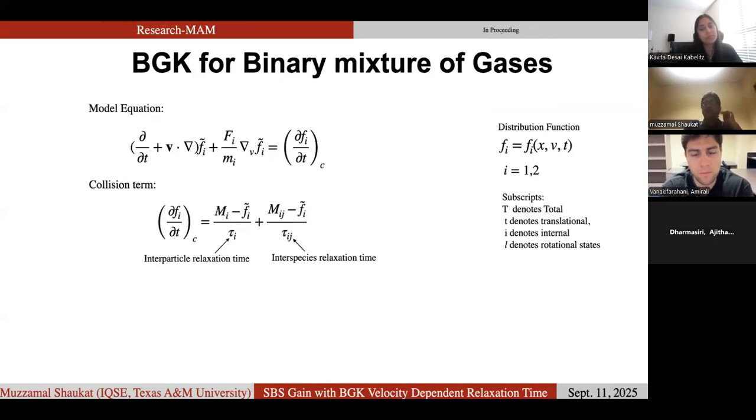Again, I thought to proceed in a very simple way: to ignore the inelastic part for now, and instead of the inelastic part, I just assume the interspecies tau ij. Interspecies means the collision relaxation time between gas 1 and gas 2. And then, of course, I solve everything similar to what I predicted with the Everbach theory.